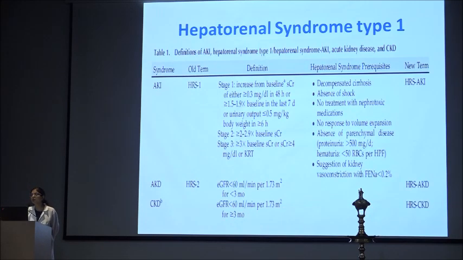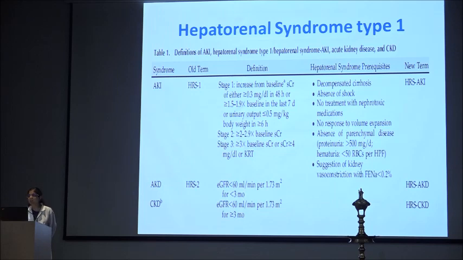Coming on to hepatorenal syndrome type 1, as we can see here, HRS-1 has been replaced by the term HRS-AKI, and HRS-2 has been replaced by the term HRS-AKD, wherein there would be a decrease in the GFR of below 60 ml per minute for less than 3 months. And HRS-CKD is where GFR is less than 60 for more than or equal to 3 months.